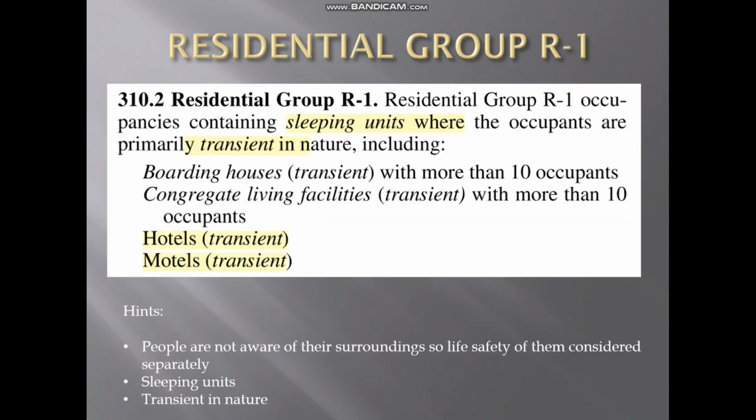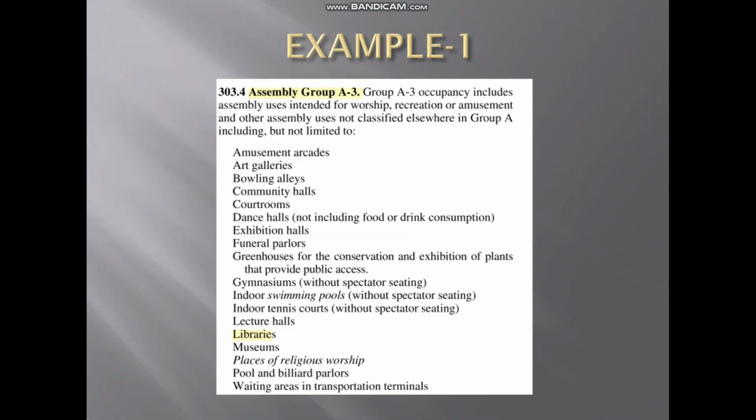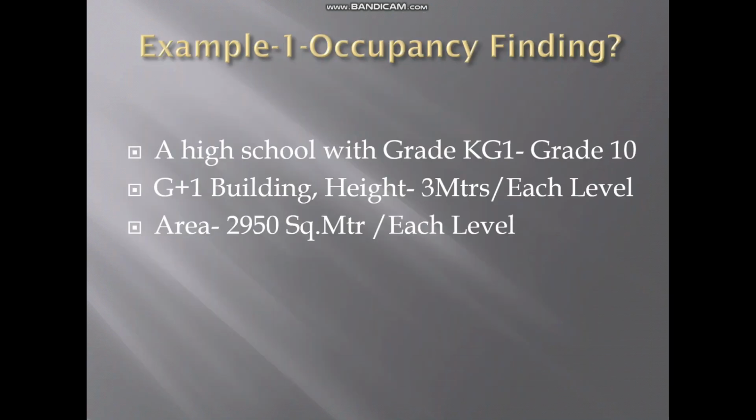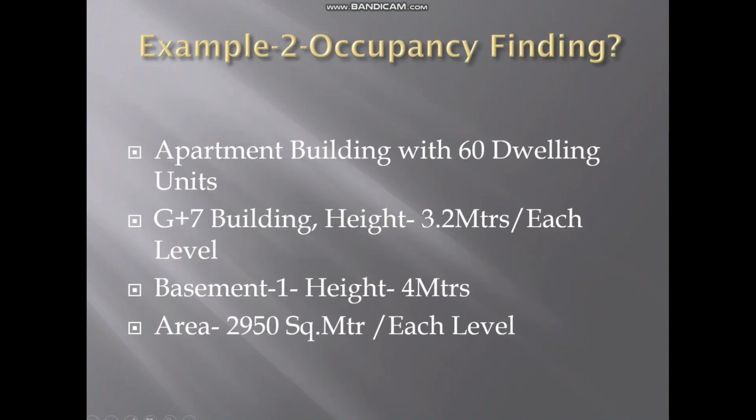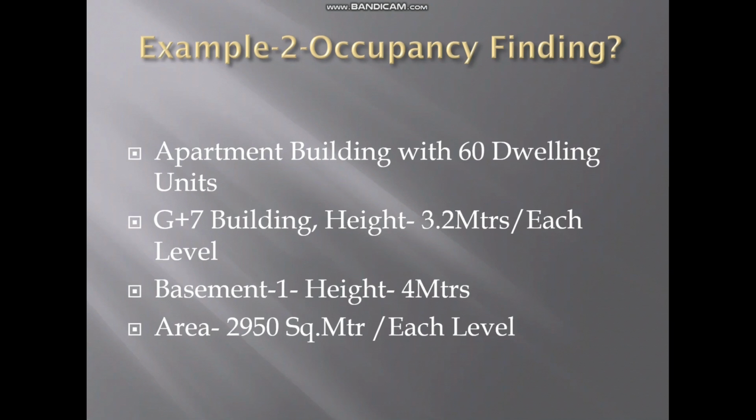So the next thing we have to see is another example, that is occupancy finding, the second one. We have an apartment building with 60 dwelling units. It's a G+7 combination, ground floor plus 7 floors, with a height of 3.2 meters each level, and it has a basement 1 with a height of 4 meters, and the area is 2950 square meters for each level. So the apartment building with these 60 dwelling units. Let's see what category it is.